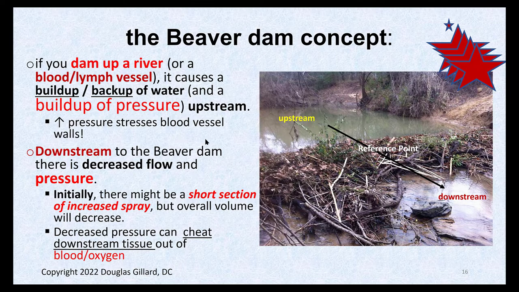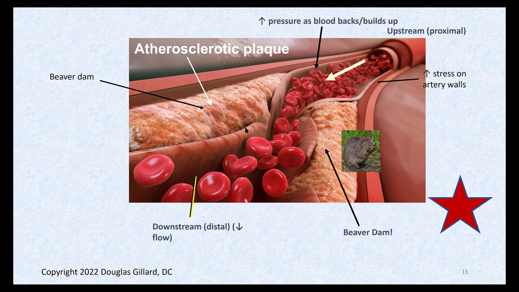The other thing that's important on these beaver dams, I know we've all done this. Have you taken a garden hose and put your finger over it? What happens to the initial water coming out? It comes flying out. But did you ever measure the volume of the water coming out? It's actually decreased. So the initial, maybe 5 yards or 10 yards, you get a blast of high pressure blood coming out, but the overall volume of blood is still low.